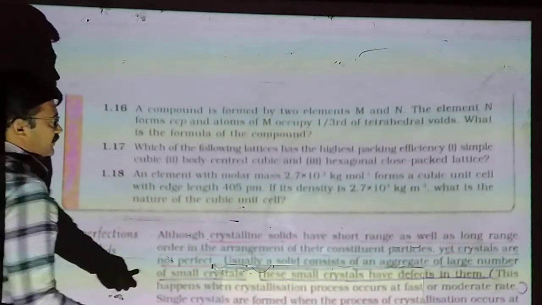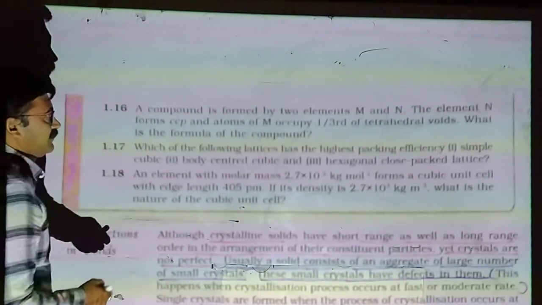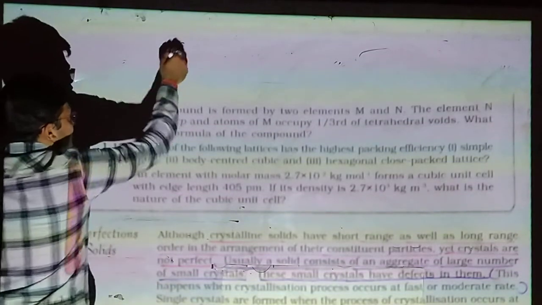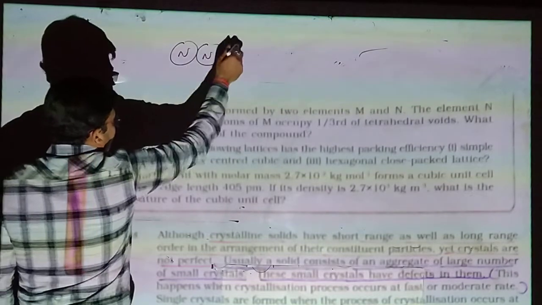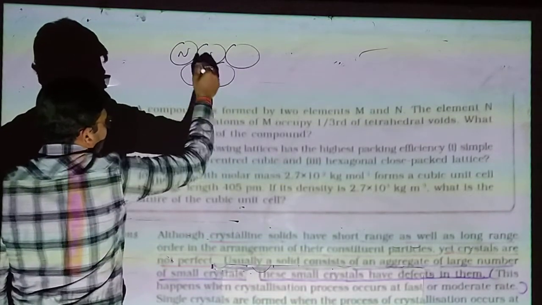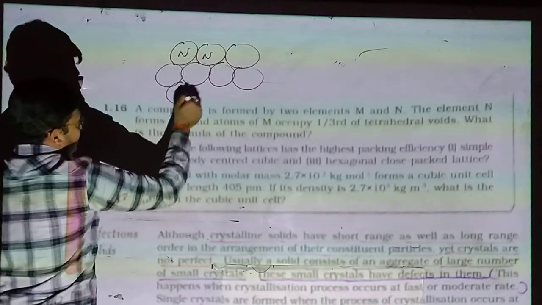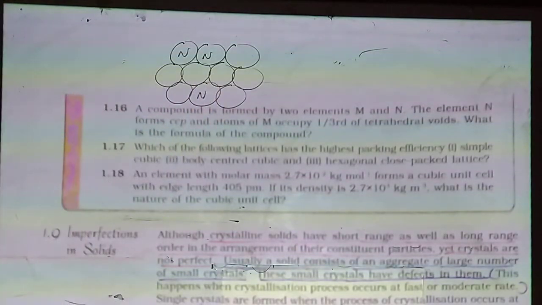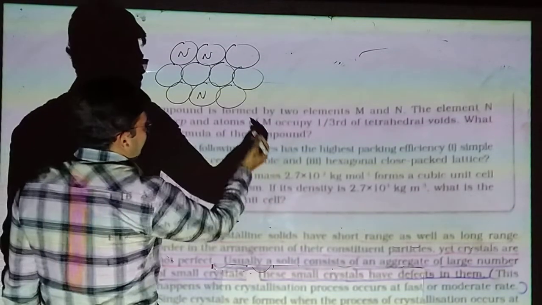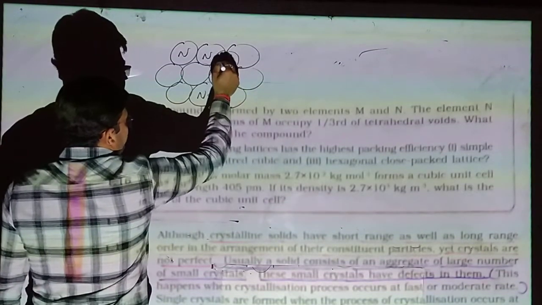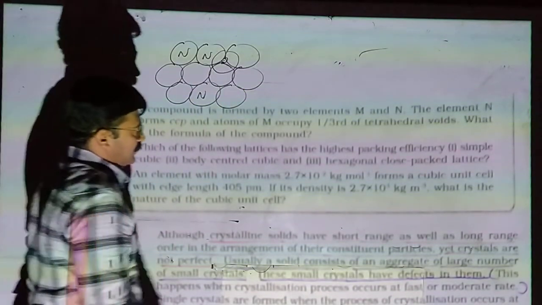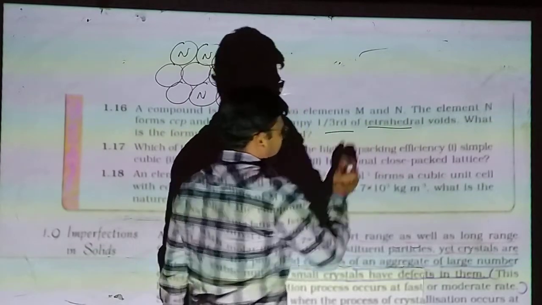Very simple, you can see. Two elements make a compound. The element N means N is the sphere of our crystal. And M is in tetrahedral voids, that is, voids occurring between four spheres, but not in all of them, only a 1/3 portion.